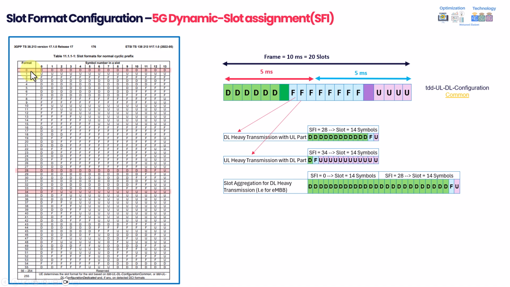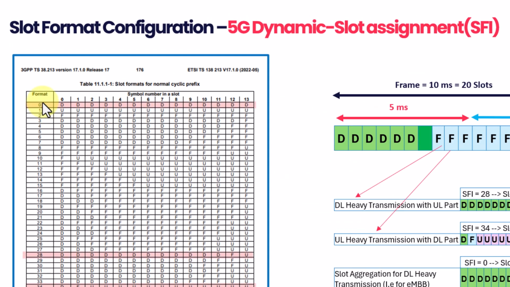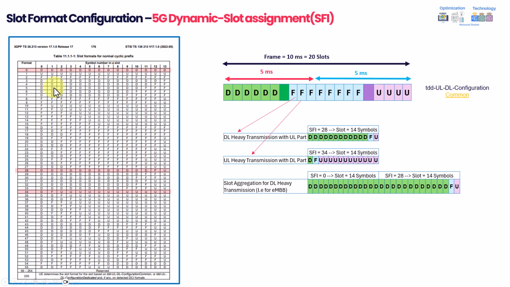It goes from 0 to 55 combinations. For example, the first one, SFI format 0, has all the symbols as downlink. Format 1 has all the symbols as uplink, and it differs from one to another. And 56 to 254 are reserved, so they are not being used currently. So I'm giving you an example now.